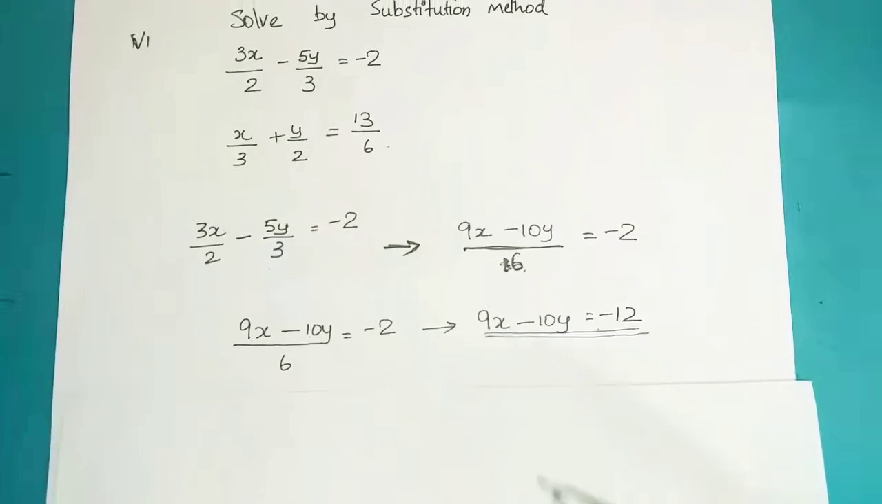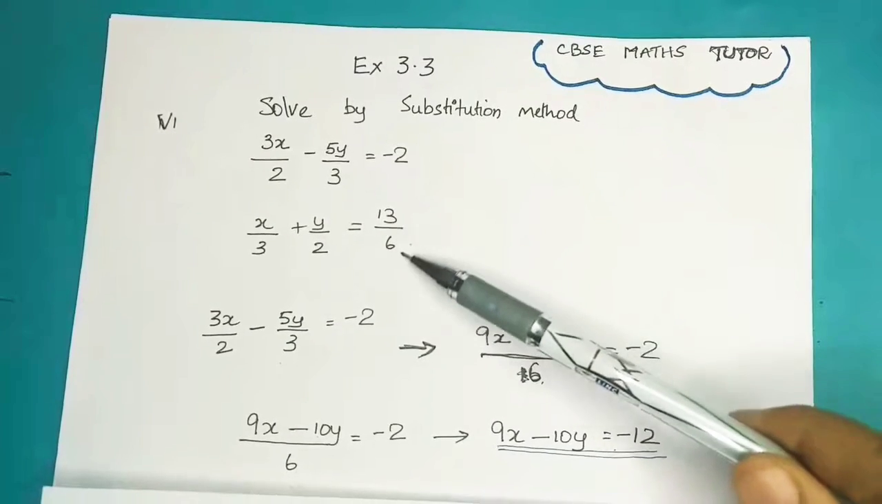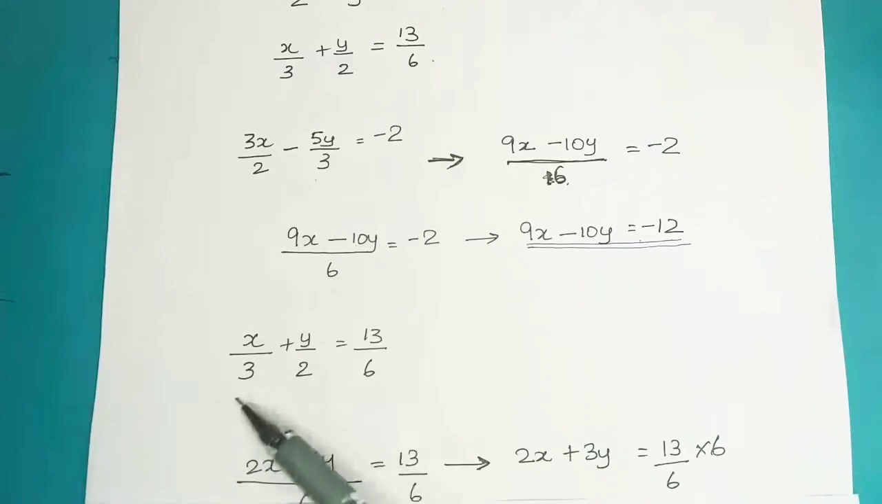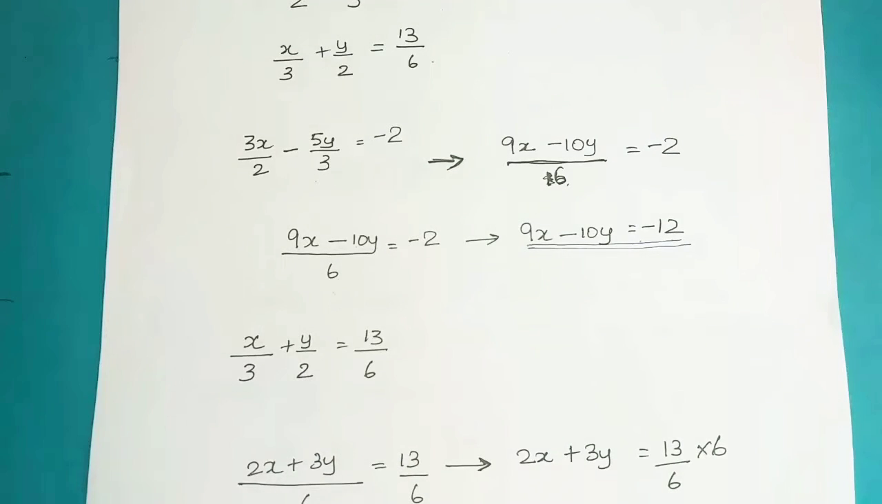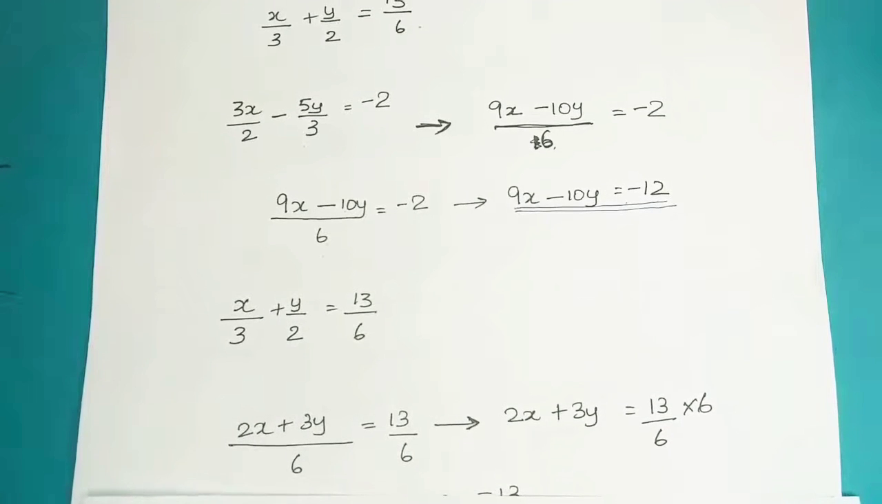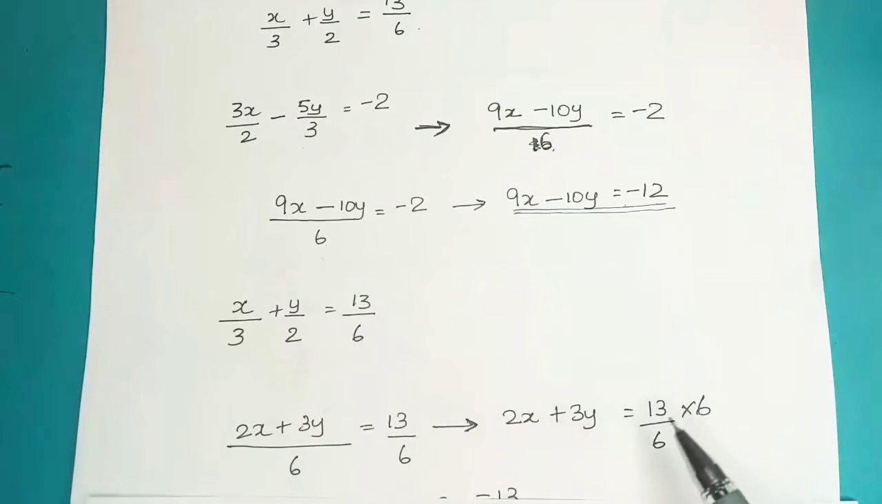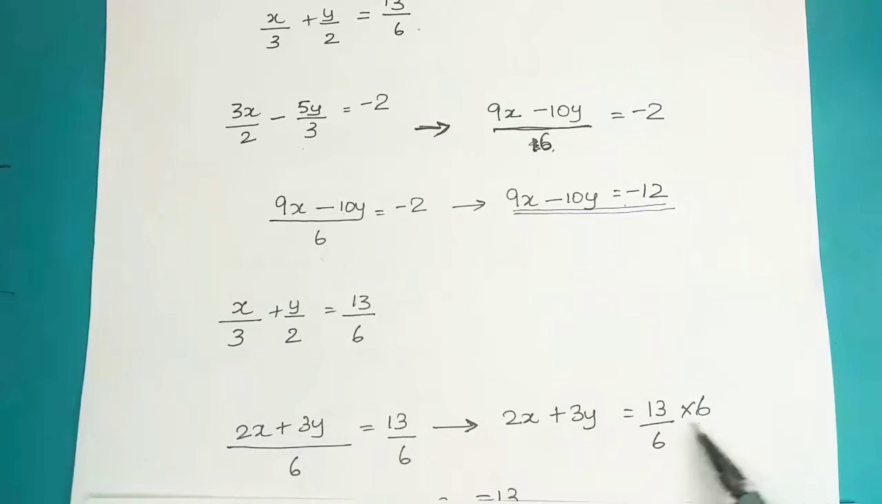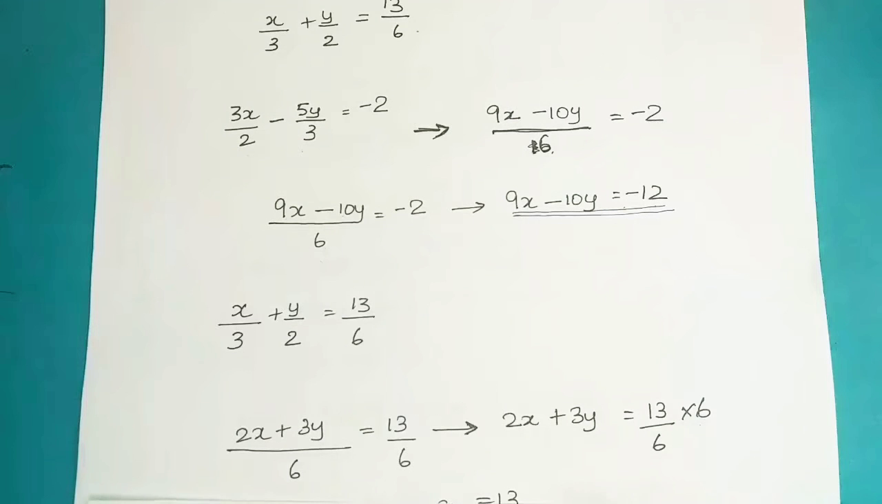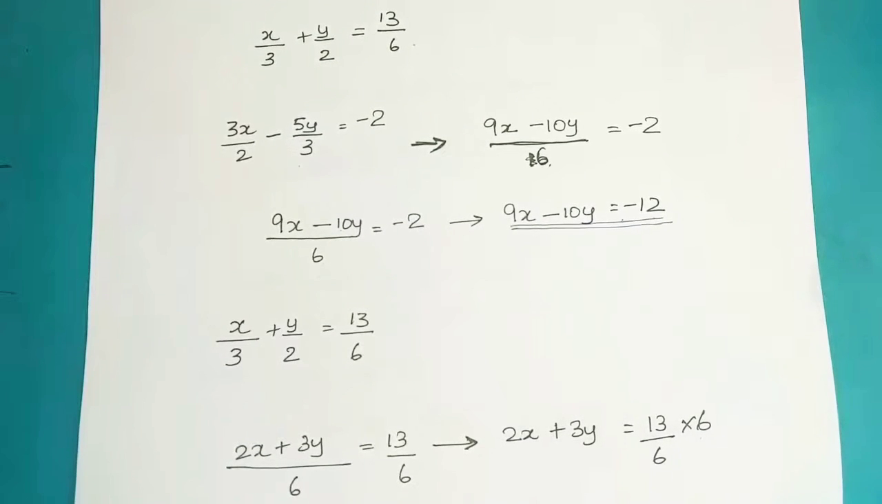And let us take this equation also, and convert it to the simplest form. In the same way we are going to take the LCM here, that is 3 and 2. LCM is 6 here. By the cross multiplication method you get (2x plus 3y) by 6 is equal to 13 by 6. And when you take this 6 to the other side, what you get here is 13 by 6 into 6, isn't it? And this 6 and that 6 get cancelled. What you get here is 2x plus 3y is equal to 13. So we have got equation number 1 and equation 2 here.